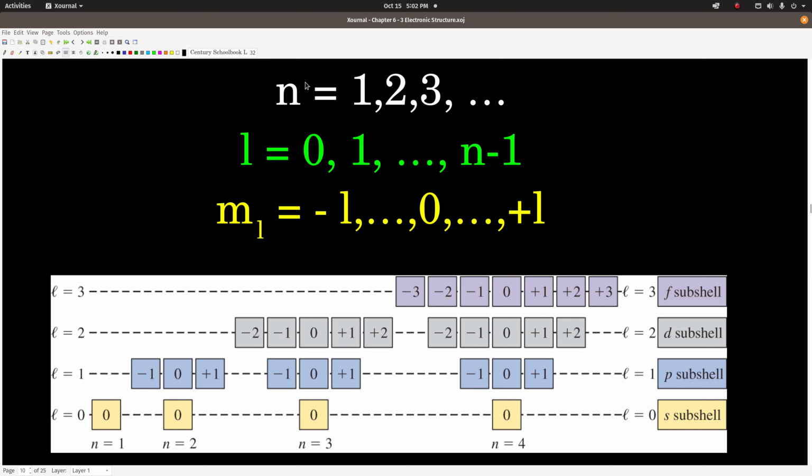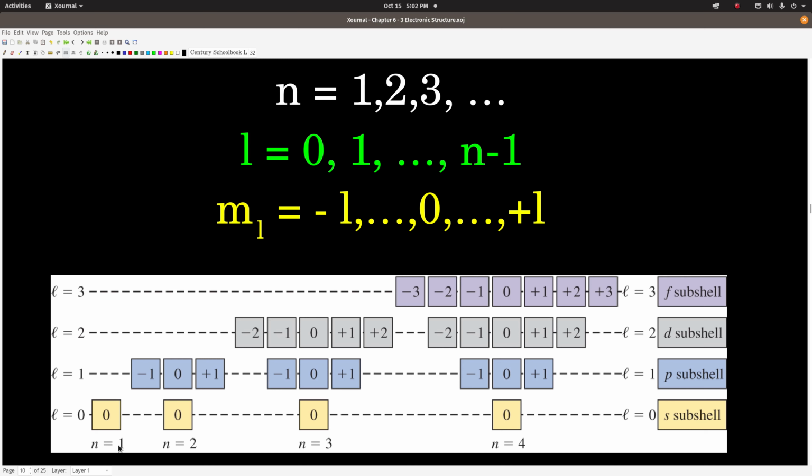So remember, n, the principal energy level, the values can be any positive integer starting with 1. L can be any integer starting with 0 up to 1 less than n. And m sub L can be negative L through positive L. So let's go through these permutations down here. What this is showing is the values for L and the values for n. Starting out with the first value that n can have, closest to the nucleus, lowest energy.